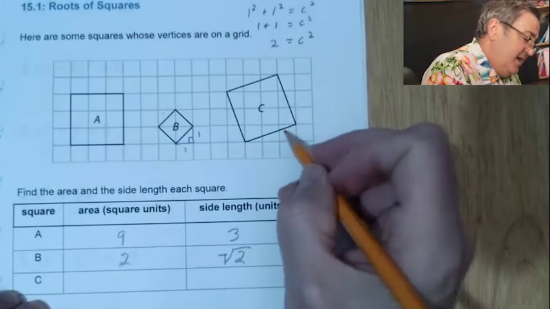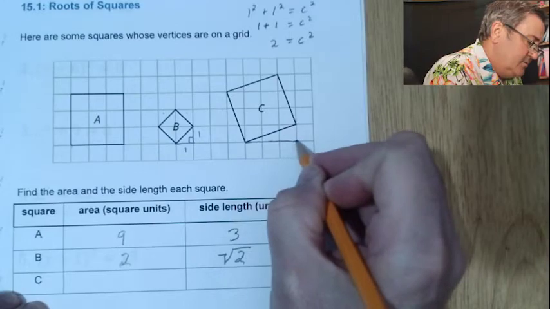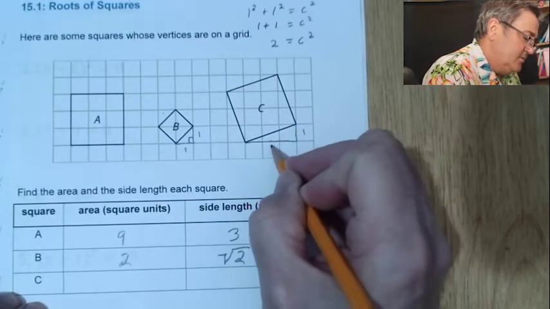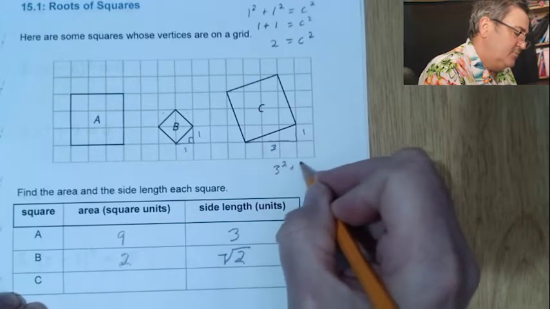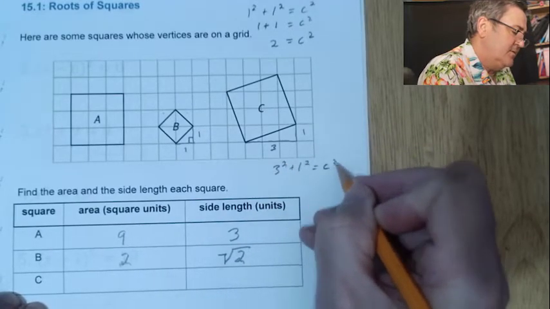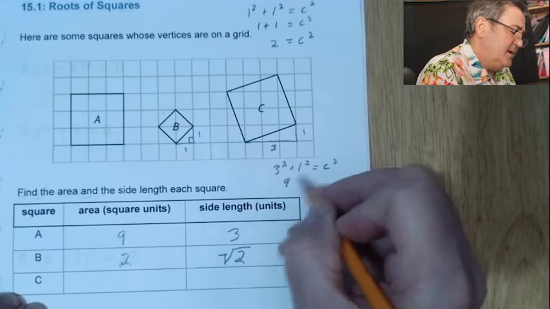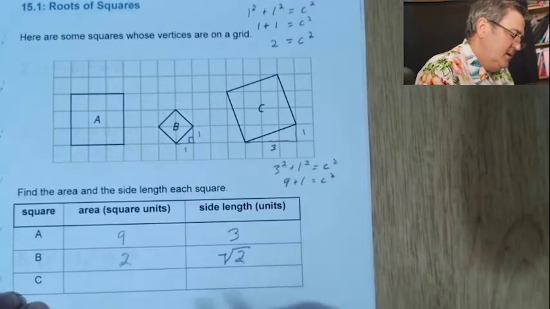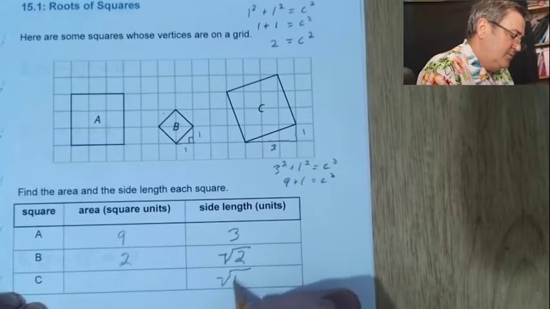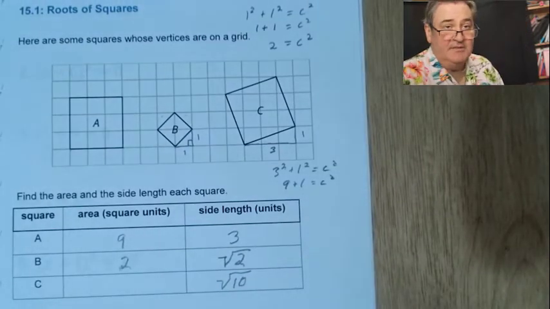C. Again, right triangle. Try not to take too long. That's 3, that's 1. So 3 squared plus 1 squared equals c squared. 3 times 3 is 9, 1 times 1 is 1, equals c squared. So this is the square root of 10, right?